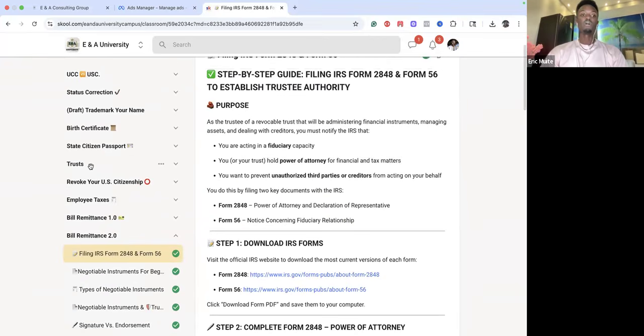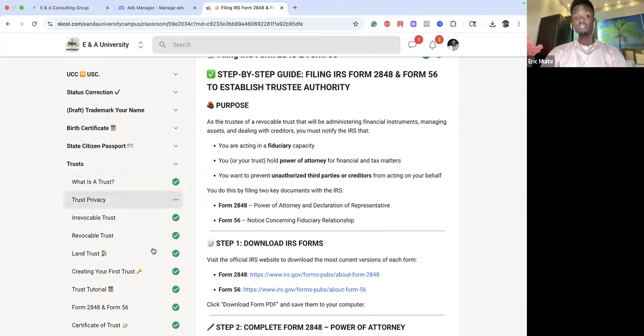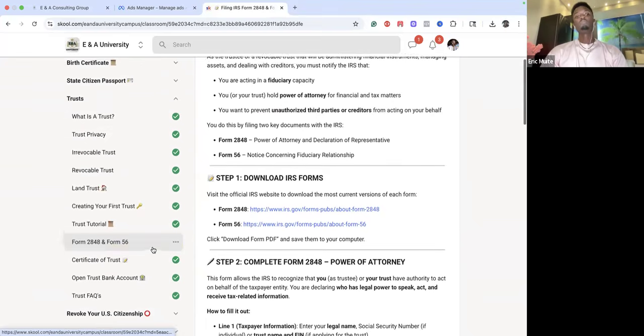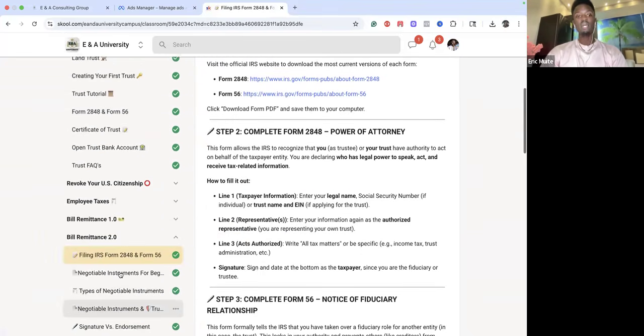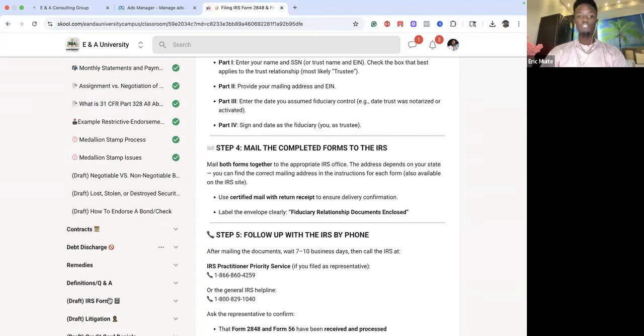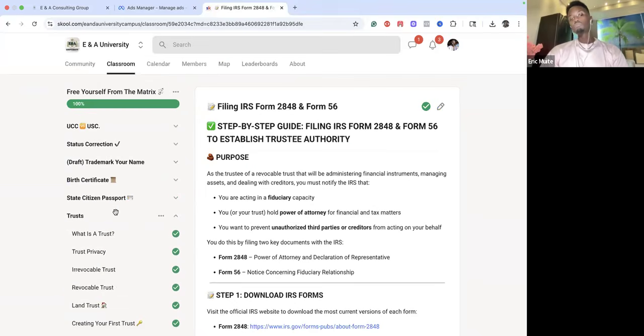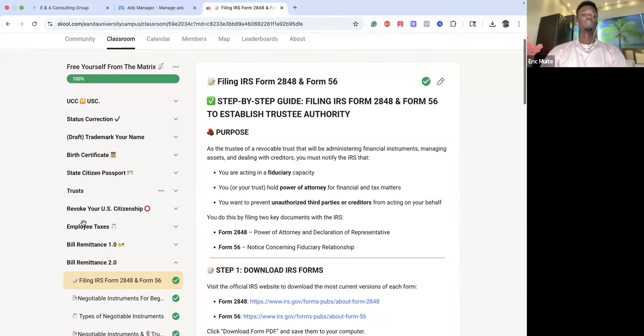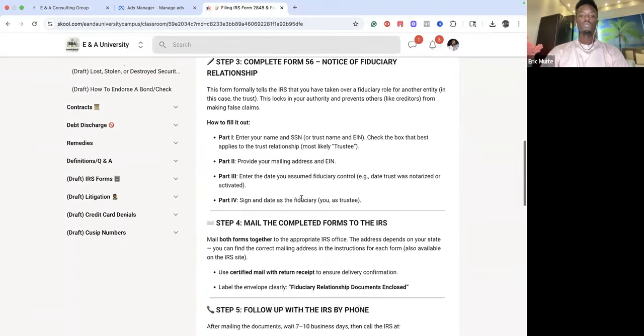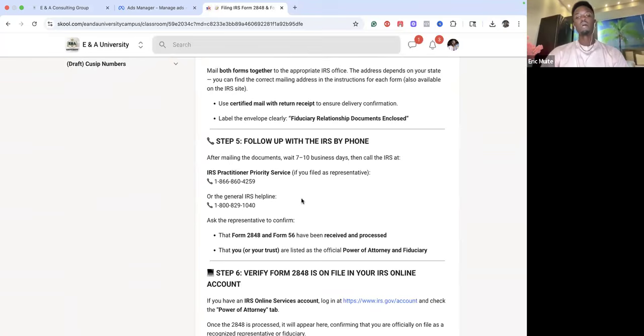Now, notice how I have trusts here at the very top above the bill remittance section, right? We cover status correction, the state citizen passport, the national passport, trusts, creating a revocable trust. And then we continue with the rest, tax purposes, and we start dealing with debt discharge remedies. Guys, it's all in order for a specific reason, right? And a lot of us are skipping right to the bill remittance. We're going from the top module to the bottom, and then we're wondering what's going on and why we're not organized. And so this is no different from what I've already covered in the past.